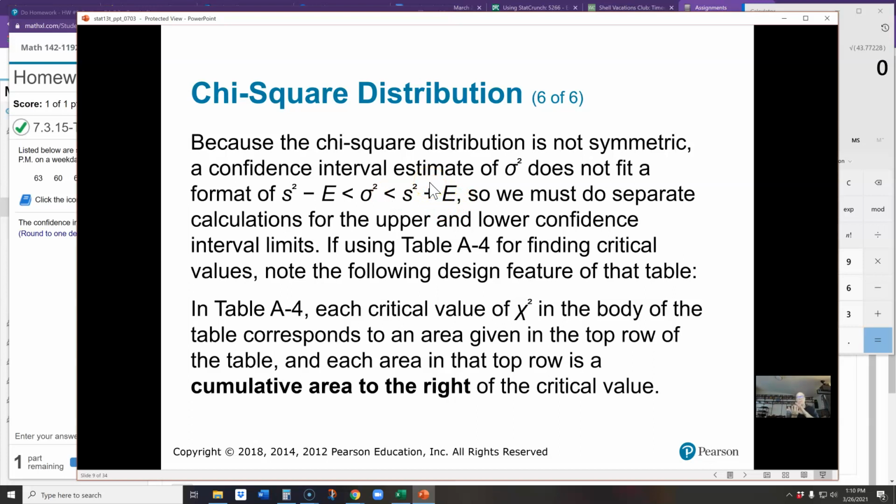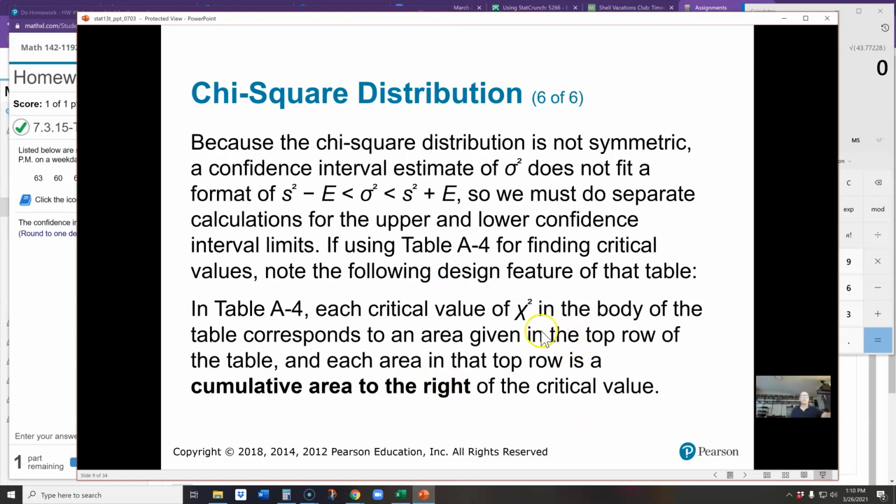Because we don't have a margin of error that's symmetric with respect to the sample value. So we must do separate calculations for the upper and lower confidence interval limits. And those are just separate calculations. And of course, with a new distribution, they offer us a new table to use, but we're not going to use tables A2, A3, or A4 for finding critical values. We're just going to do that in the StatCrunch.